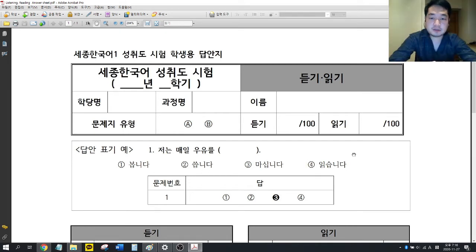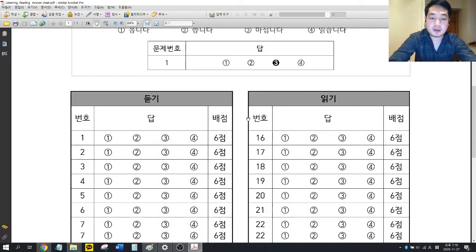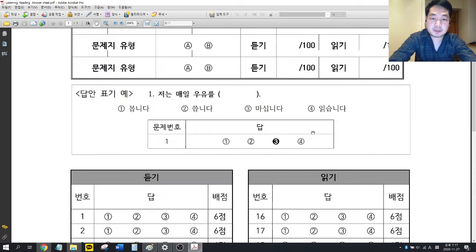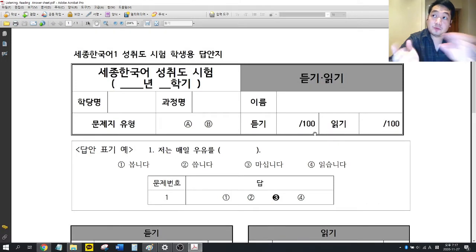So this is the answer sheet for listening and reading. Written 듣기, listening, and 읽기, reading, like this. I will send you this before the exam, like 1 week before the exam, and I want you to print this out. You should print this out.